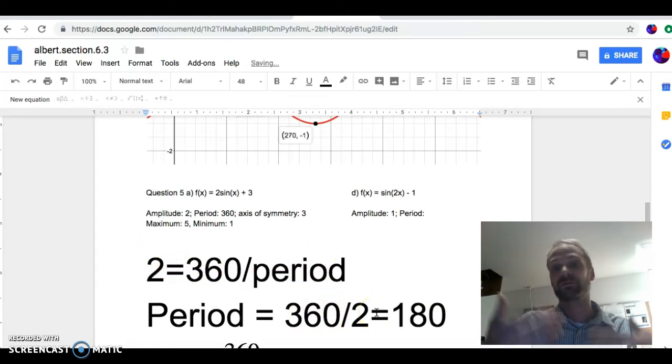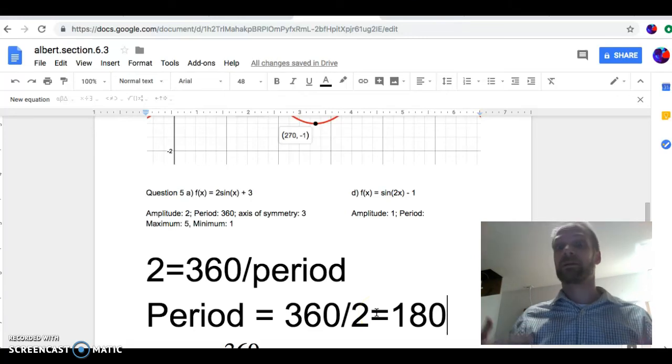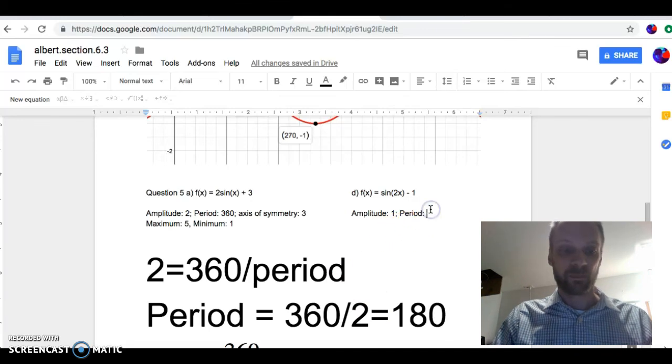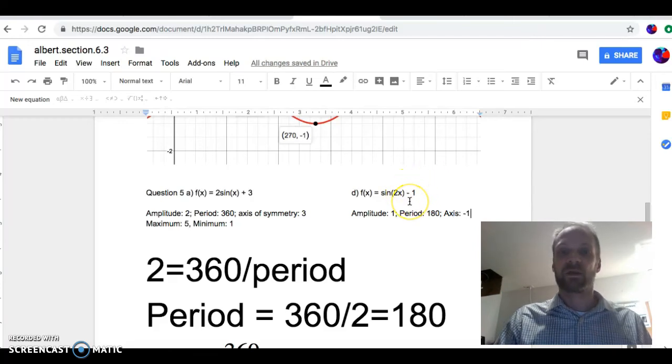It's half a circle. A triangle is half a square. A triangle also has 180 degrees because a square has 360 degrees. So anyways, long story short, 180. And finally, the axis is -1. Be careful with that negative. So that is how you do period, and that is what you would have.